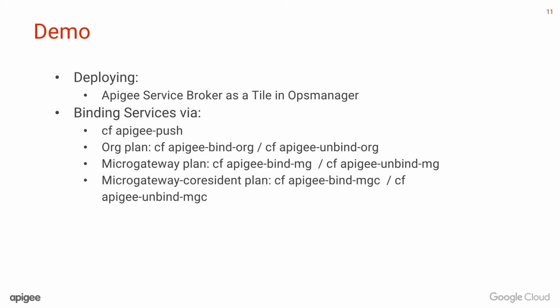So now that we understand what makes up Cloud Foundry, as well as how the Apigee Service Broker works, we're going to go over a quick demo to tie everything together. We're going to go over deploying the Apigee Service Broker as a tile in Ops Manager, and then we're going to bind services and test it out. We'll do this via a command line tool that we made called Apigee Push, Apigee Bind, and Apigee Unbind. Each of these commands has its respective counterparts with each plan, whether that be the org plan, Micro Gateway plan, or Micro Gateway co-resident plan.